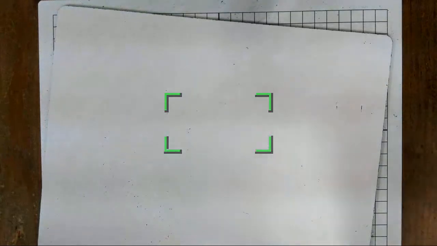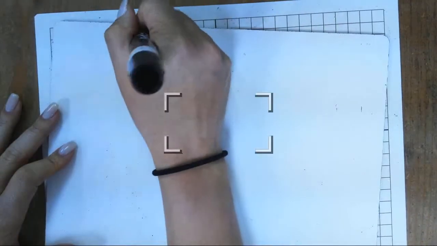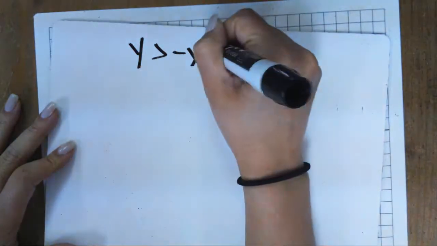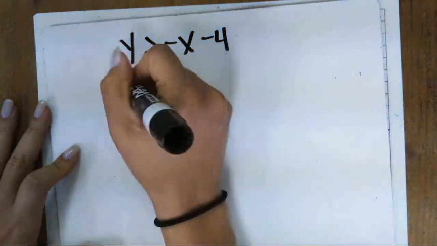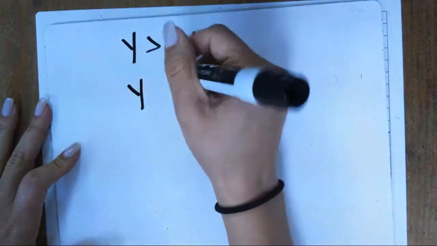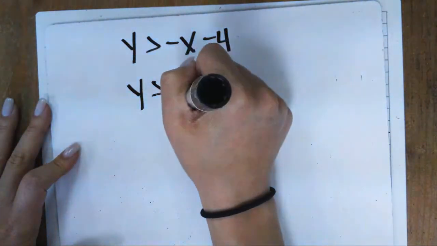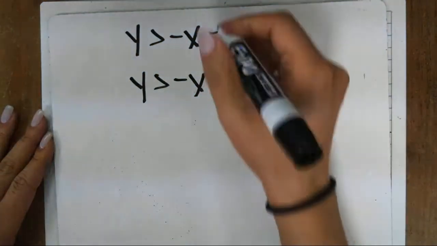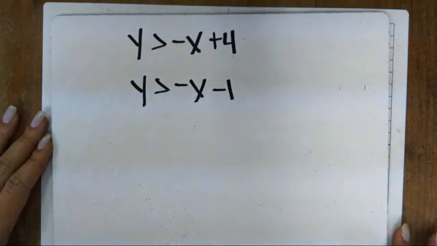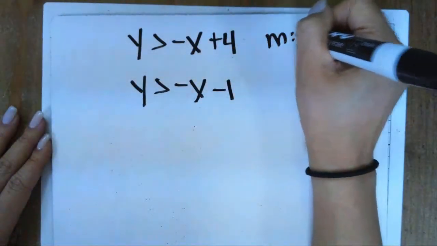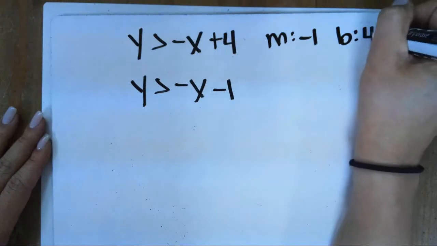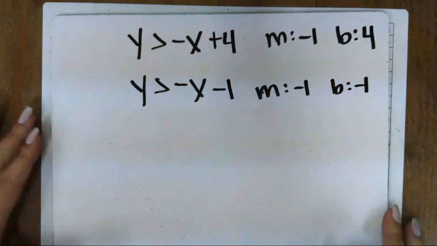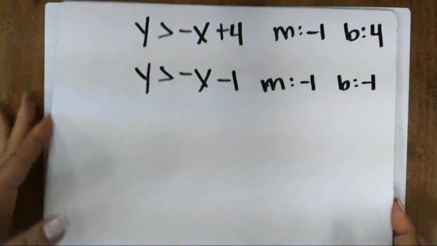Alright, so if I have y is greater than -x minus 4, and let's try y is greater than -x minus 1. Actually, let's make this a +4. Okay, so now I have slopes of -1 with the y-intercept of 4, and this one is a -1 with a y-intercept of -1. Okay, these are both going to be dotted lines.